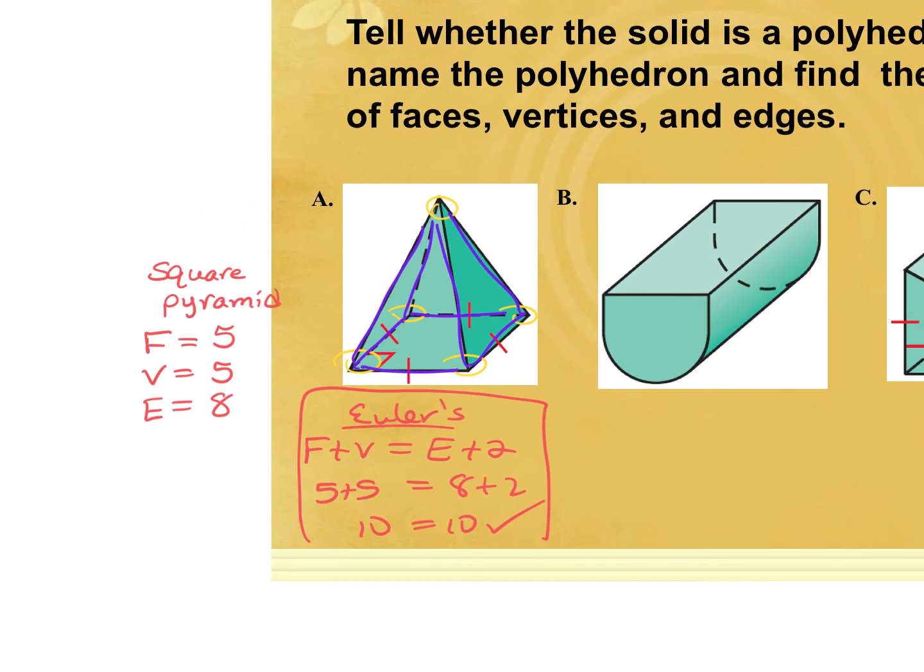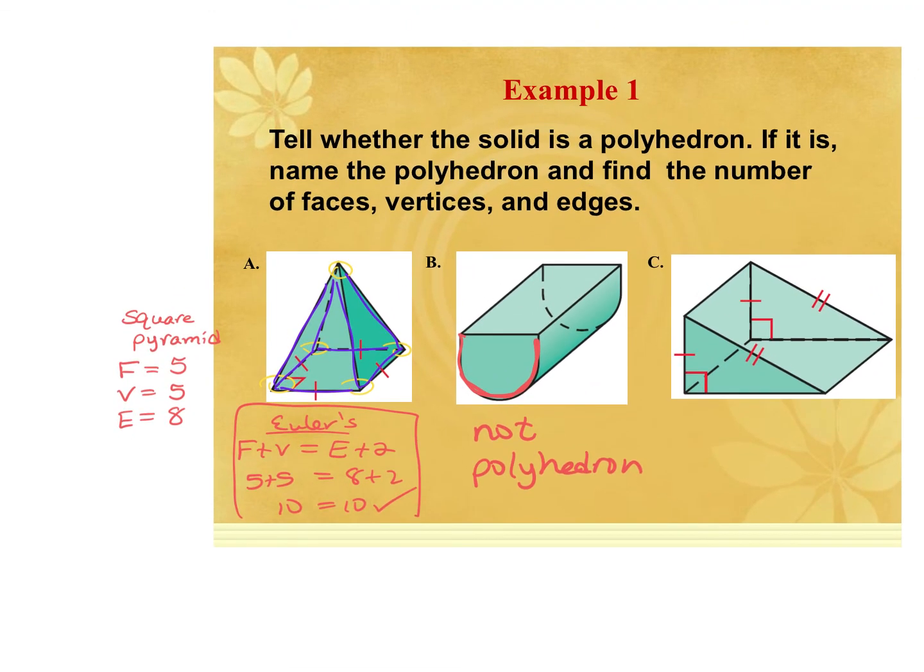The next solid is not a polyhedron. Notice this curved side. So anytime it's got a curve to it, it is not a polyhedron, and you will not give this a name. It looks like it's half a cylinder. The next one, here's where they're trying to trick you.